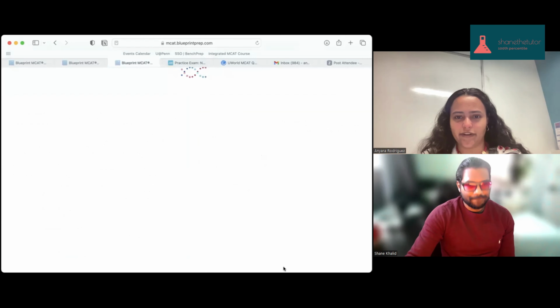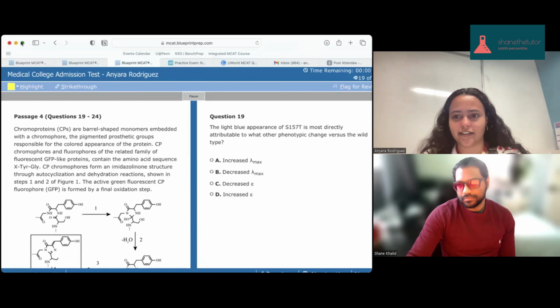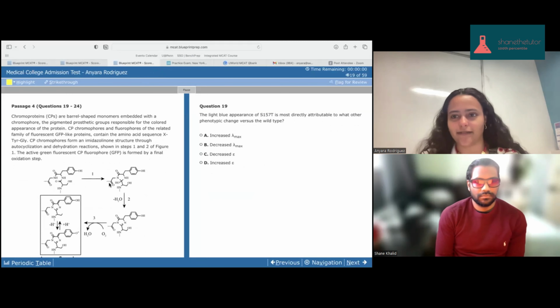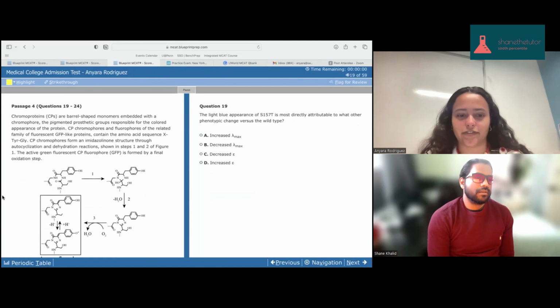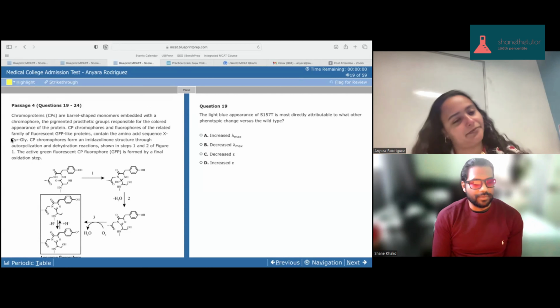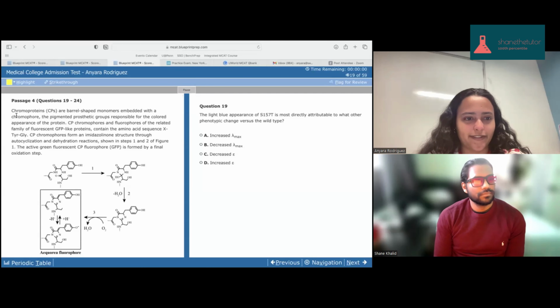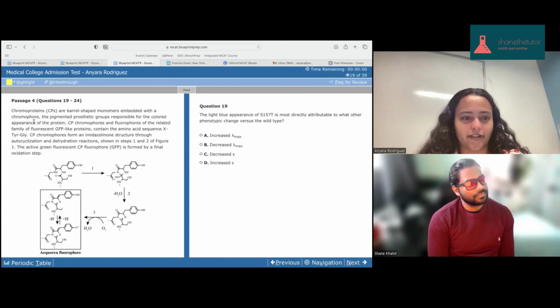I didn't put in all the questions just because some of them I was very confident. But we can go through the passage first. You can start off, you could read it. Chromoproteins are barrel-shaped monomers embedded with a chromophore, the pigmented prosthetic groups responsible for the colored appearance of the protein.